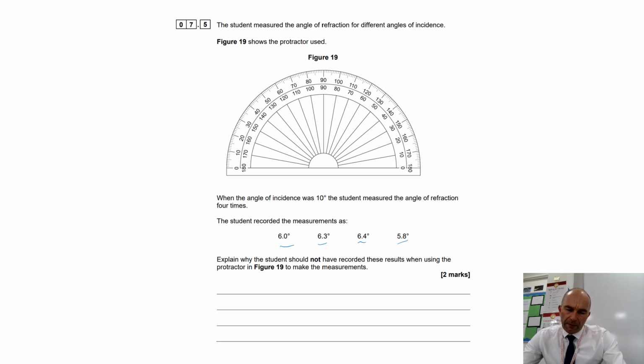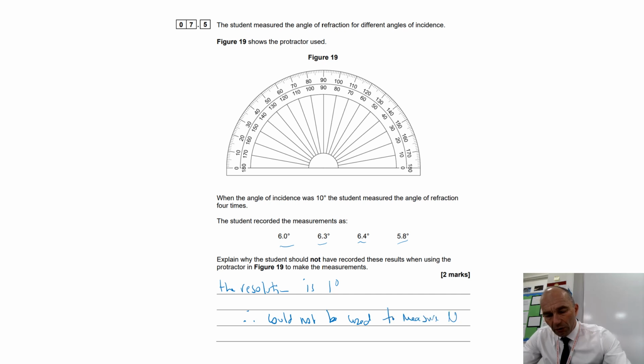Well, if you look at the protractor, there are no decimal places on our protractor, so it's all about the resolution. So remember, the resolution of the protractor is 1 degree. So theoretically, we can't actually make any measurements smaller than that with any real kind of accuracy. Therefore, it could not be used to measure the difference between results.